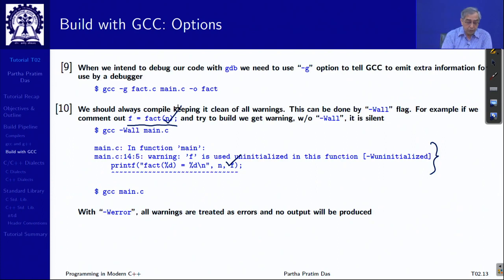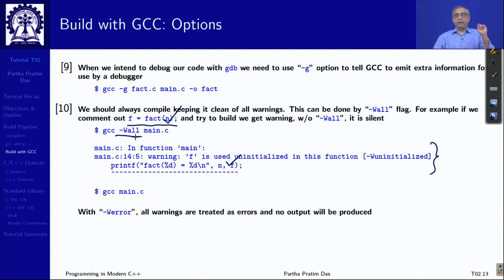Now, it is good to build with -Wall. It looks like wall, it is actually not. That -W is to say what kind of warning you want the compiler to give, or what kind of warning you do not want the compiler to give. All says that you give me all kinds of warnings, right. So, -Wall will give you all kinds of warnings, and it is good to remove all warnings.